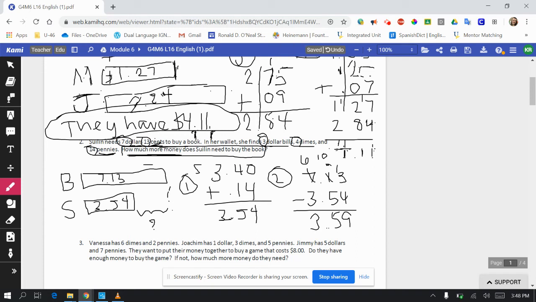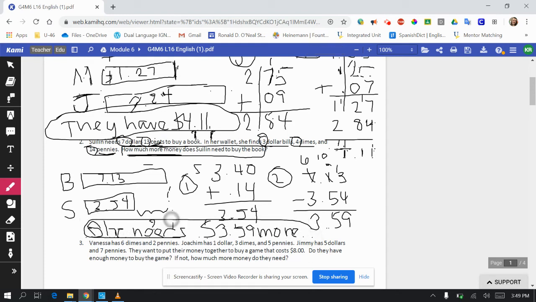Last step of RDW is to write. So she needs $3.59. I'm going to add the word more. All right, so I might circle that just to say, here's my answer.